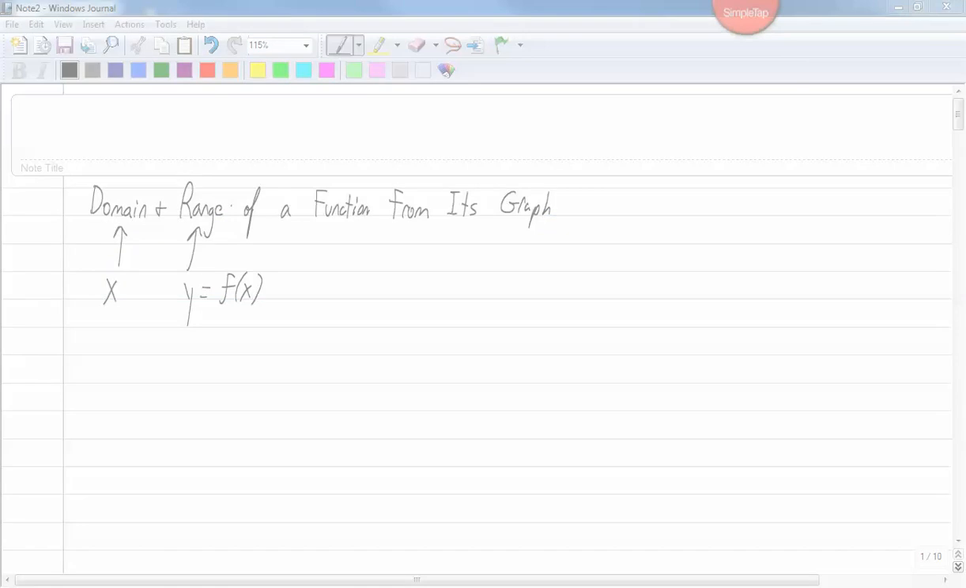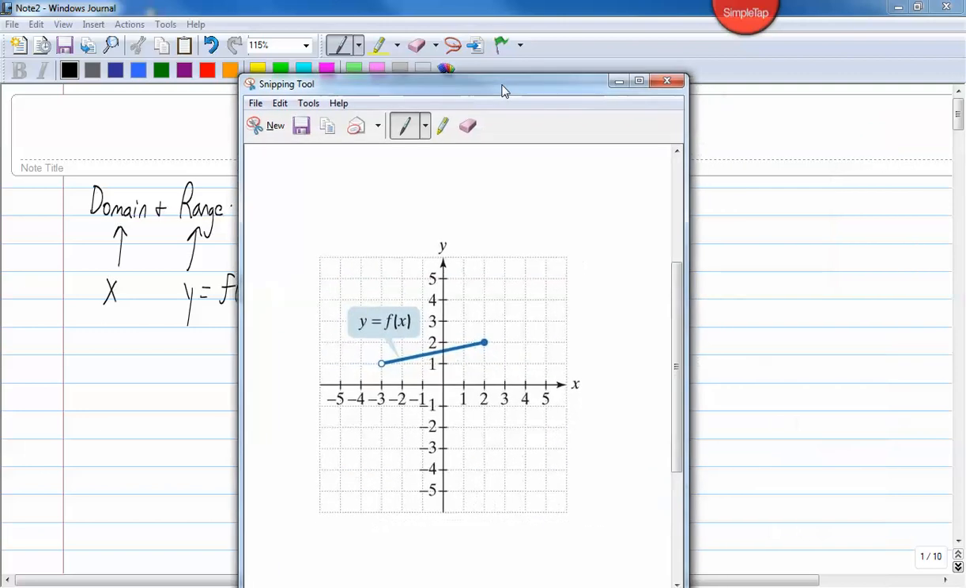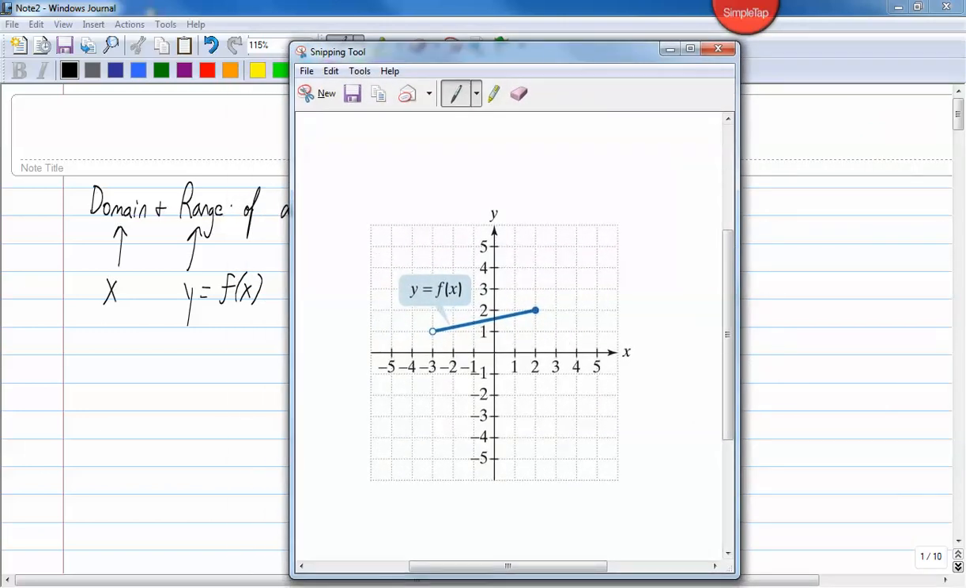Let me find us another graph real quick. Alright, so let's look at this graph. Let's first figure out the domain. The domain is going to be x values. To include a number, you want to be able to draw a line from the x-axis up to the graph and touch it. So here's the smallest x value that's in the domain.